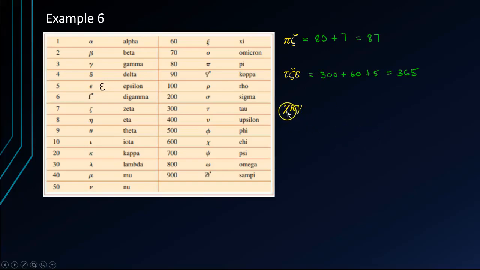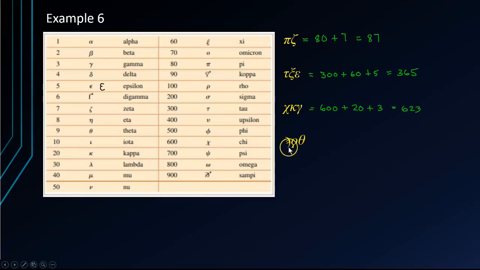This is chi, this is kappa, and this is gamma. This is like I'm naming some fraternities or something here. So these correspond with 600, 20, and 3 respectively. So I have 600 plus 20 plus 3, which is 623.